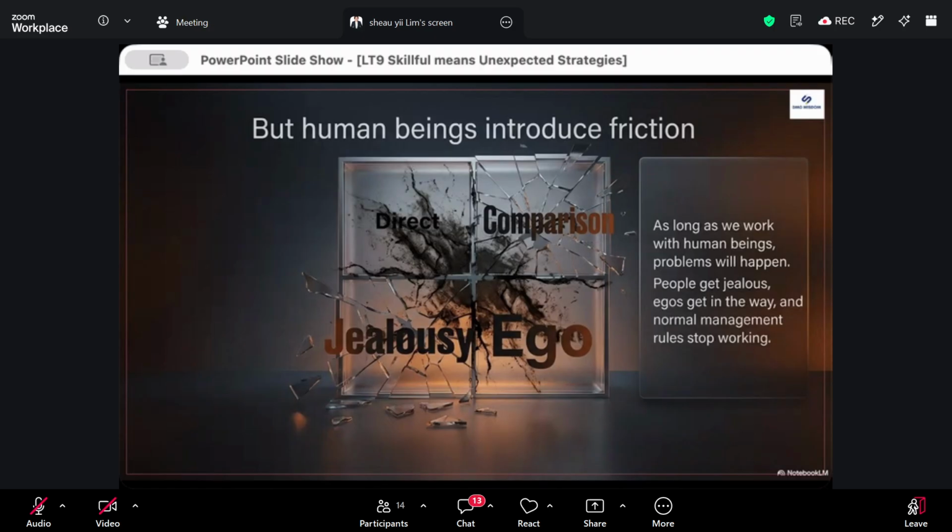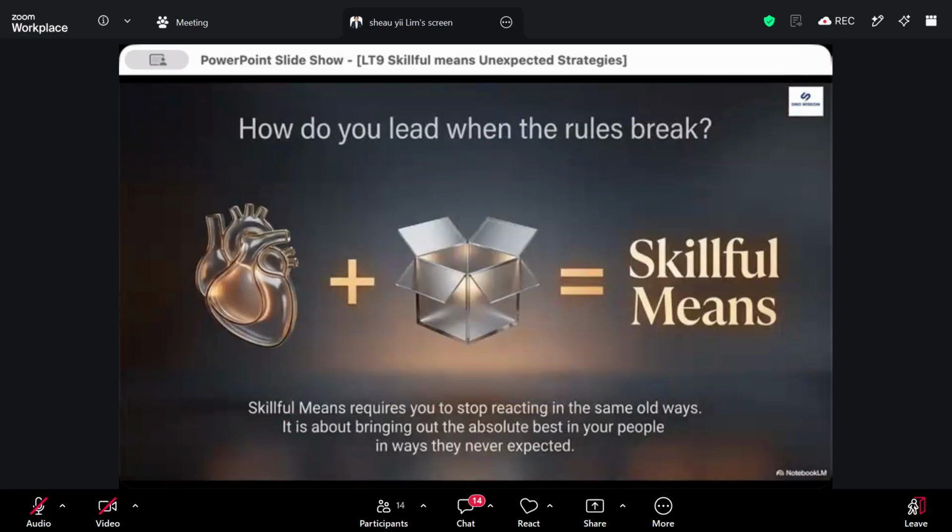This is actually quite a real example that happens in corporate life. Yeah. And this will lead us to our very last strategy in this section, Life 2.9, skillful means, the unexpected strategy.